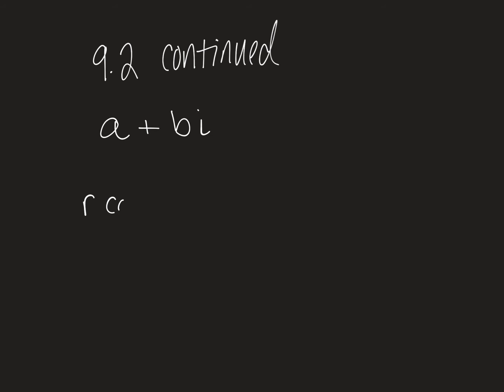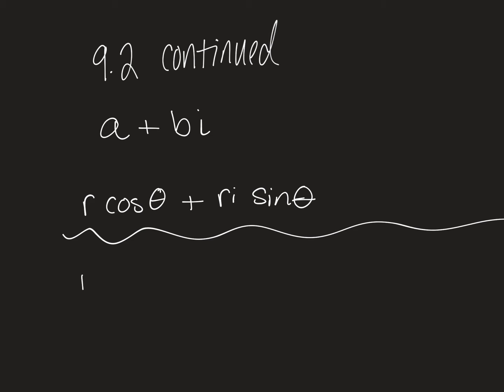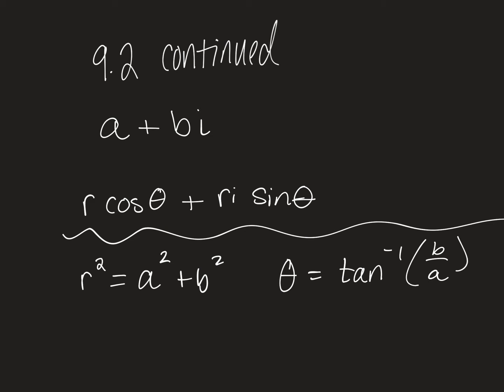And those look like r cosine theta plus ri sine theta. So there's actually a really easy way to go back and forth between these two things. To find r, you use r squared equals a squared plus b squared. All right, and then to find theta, you're going to use inverse tangent of b over a.